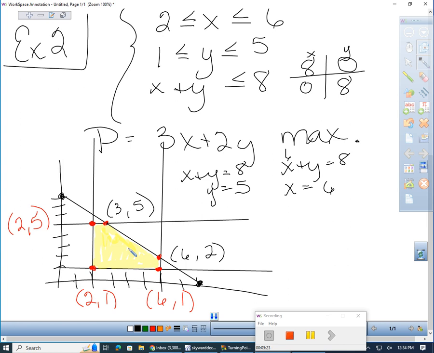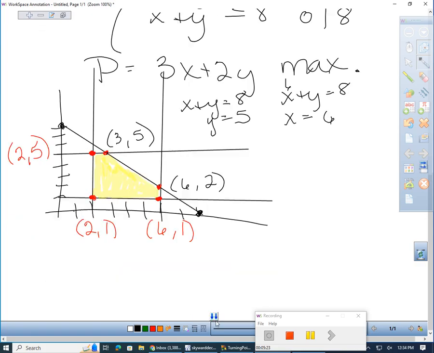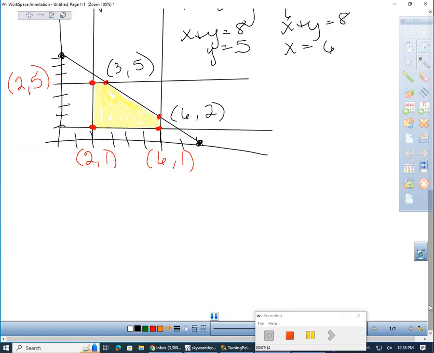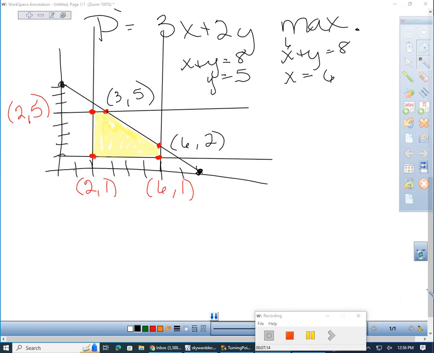Wait, so I'm not allowed to just look at my graph and be like, that's... Nope. Nope. Okay, so now the next step is to take all 5 of those and plug it into our profit equation. You have to calculate all of them.